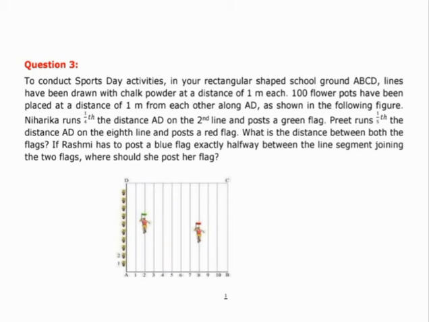Also it is given in the question, Rashmi has to post a blue flag exactly halfway between the line segment joining the two flags. So there is a third person, Rashmi. She has to place the flag in between at the midpoint of the line joining these two flags. So you have to find the coordinates for Rashmi's flag.